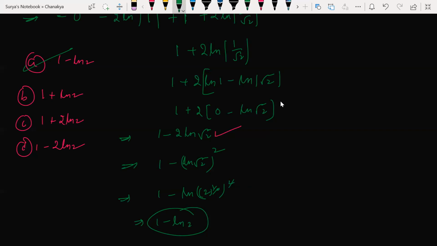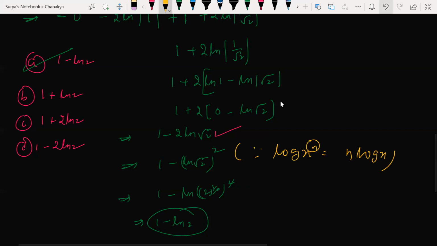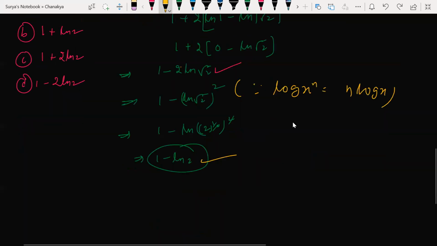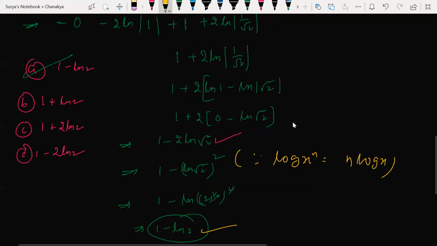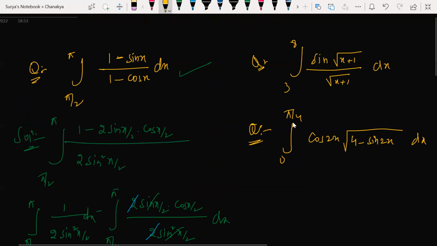Understood my point, children? As per the log property, log of x to the power of n can be written as n into log x. The n will jump forward and sit here. That is a log property. So this 2 can be made to sit here, and root 2 can be written as 2 to the power of 1 by 2. That 1 by 2 into 2 will be multiplied, and the 2 will get cancelled. You will get this answer: 1 minus ln 2 is going to be your answer. And next question we will solve.